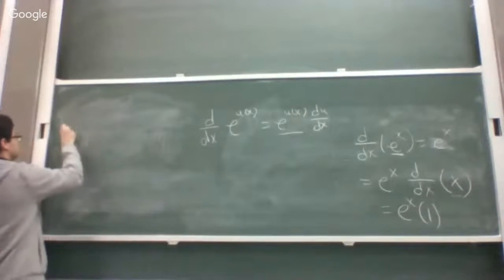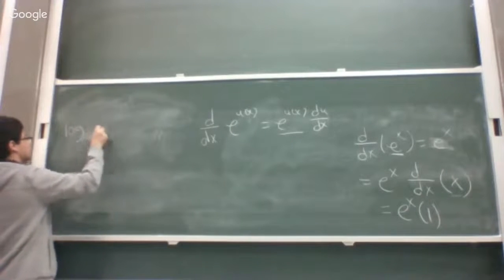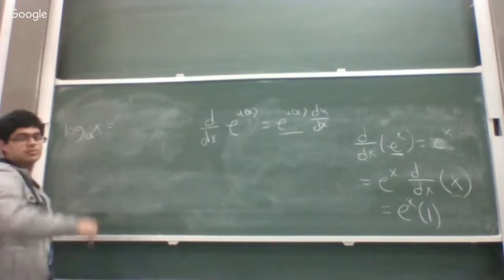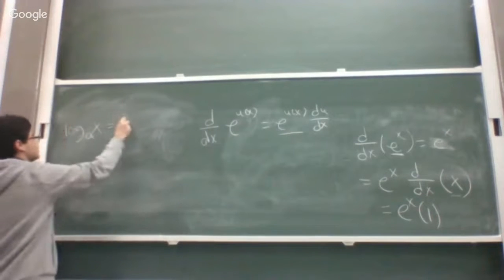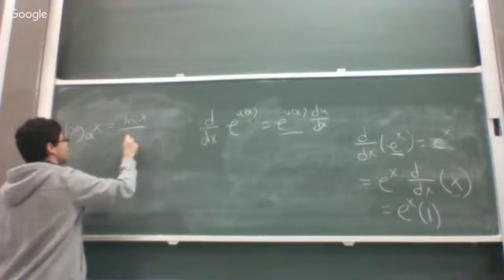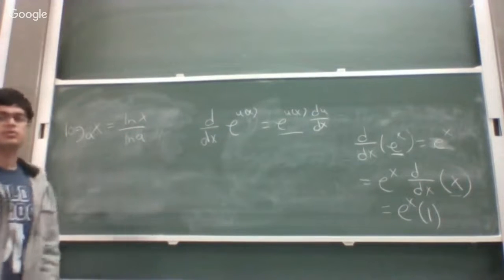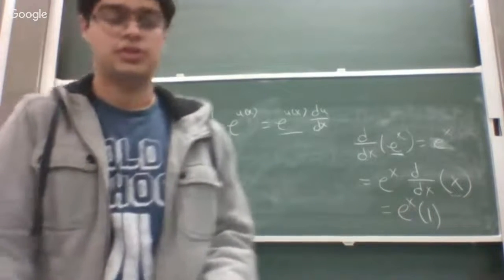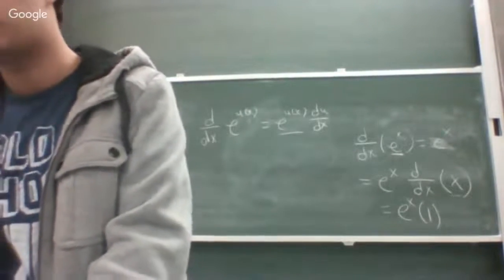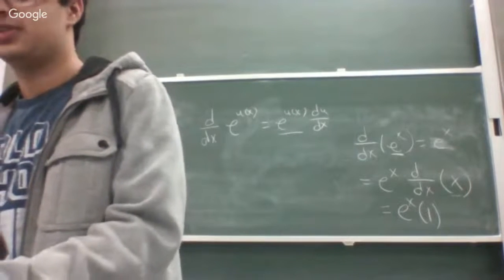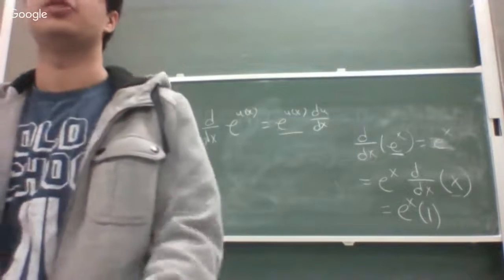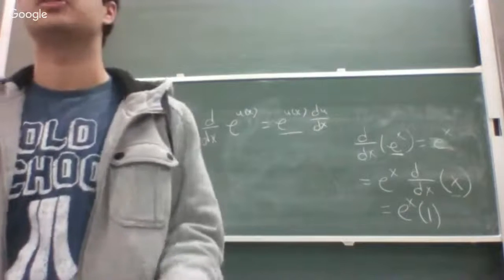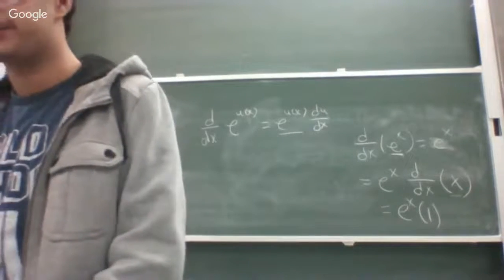Log base a of x is equal to natural log of x over natural log of a. All these properties you'll use to solve, like, say you have natural log of 6.75. You can't just automatically know that, but you can use these identities or properties to get an answer.